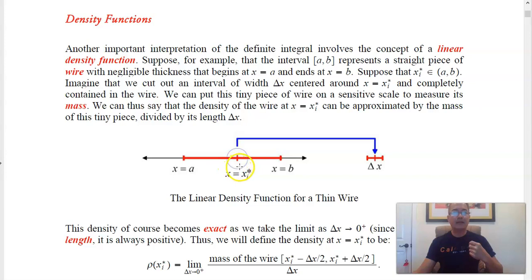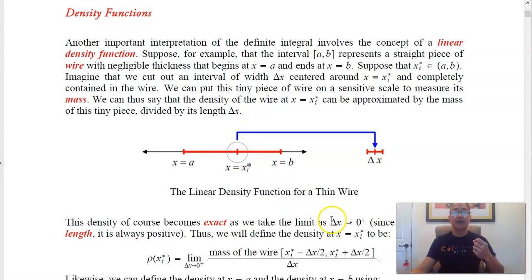But if you cut a little piece of that wire with a width of delta x, now it matters where that piece of wire is from. If you cut a piece of wire over here, and then you put it on a little weighing scale, what you get as the mass of that wire will be different if you cut the same length over here on this side of the wire. So when something depends on a location or a coordinate, it becomes a function. That is what a density function is all about.